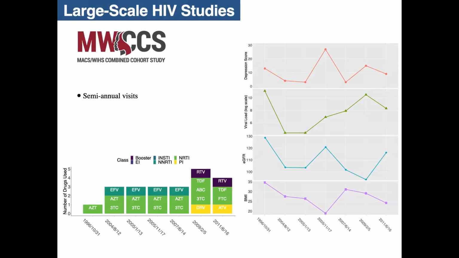For example, here is depression level, measured by CESD, a questionnaire, and also very low eGFR representing kidney function, and also BMI. Of course there is missing data, but this is just an illustration. So basically we have several thousand participants with longitudinal data, and at each visit we have their drug information and also a lot of other health-related variables.